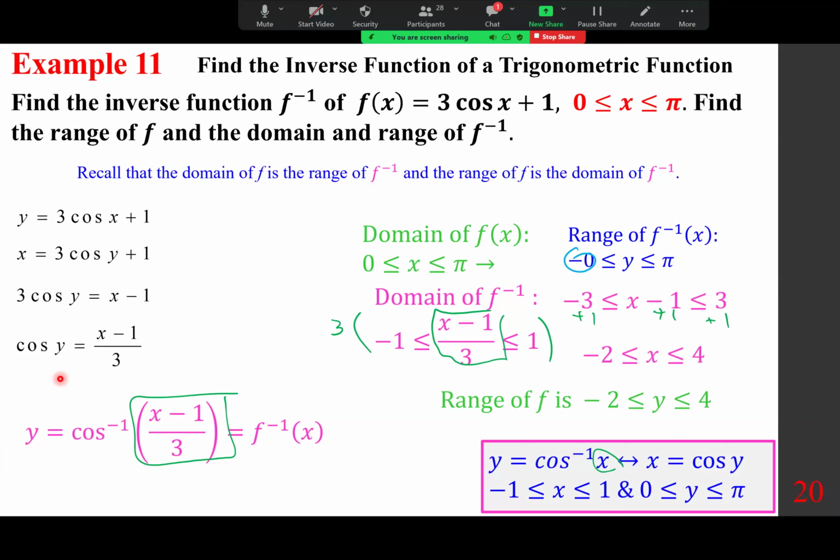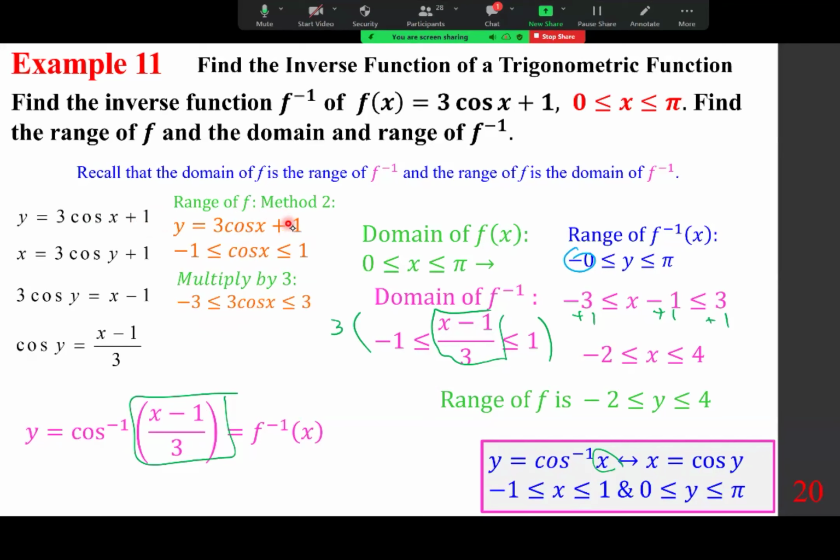Second method, we go here and we say cosine must be between negative 1 and 1. So if I want 3 cosine x, I'm going to multiply this one by 3. So this becomes negative 3. This becomes 3 cosine x. This is 3. Now I want a plus 1. Let me add a plus 1. So let's add 1 to all of them. This becomes 3 cosine x plus 1. This becomes negative 2. This becomes 4. And now, as you can see, the same as what we had here.